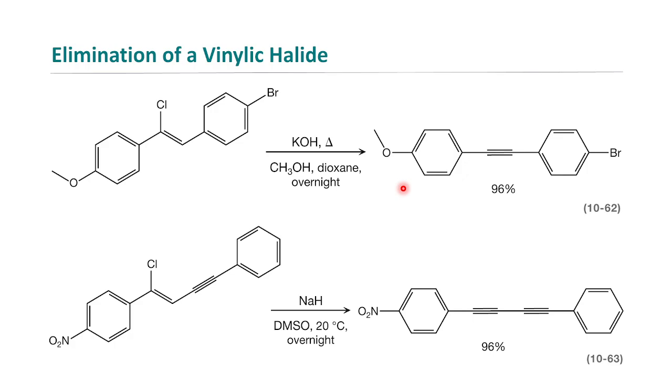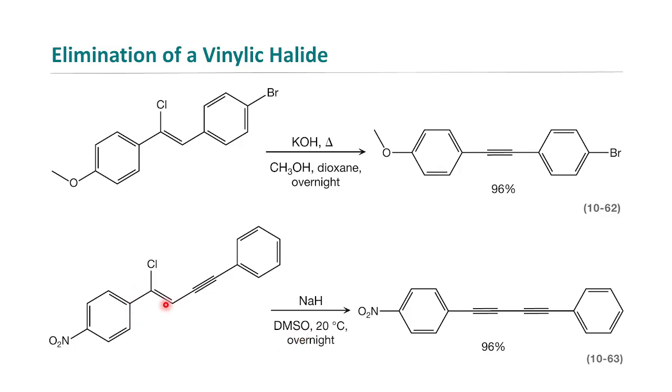And so this right here is actually an example of this. So we actually have the vinylic halide right here. Again, that's that double bond with the halogen right there. So we put it under KOH and a lot of heat, and we'll have to have some solvent, methanol in this case. We have a dioxane, and we do this overnight. So this would actually give us 96% yield of this product right here. Notice that is the one where it has the triple bond, and we have the chloride that has now left.